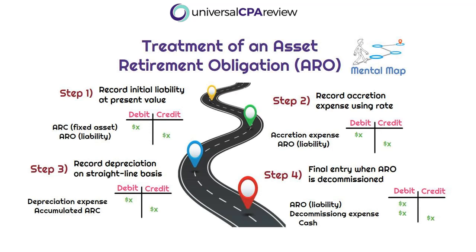So now we're going to move into our mental map for the treatment of an asset retirement obligation. There are really 4 main types of activities in journal entries, and the journal entries are very specific. If we don't have our mental map and don't go through this, they will sound confusing, but I promise you, this mental map will take you to the finish line for any question related to AROs.